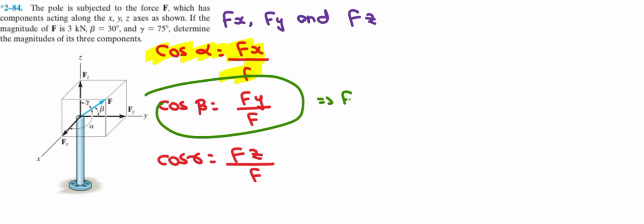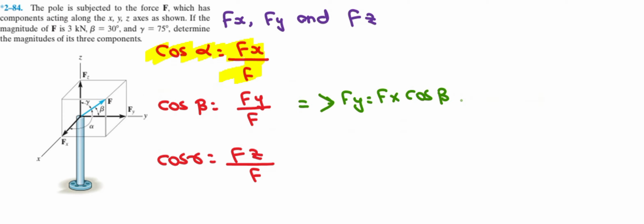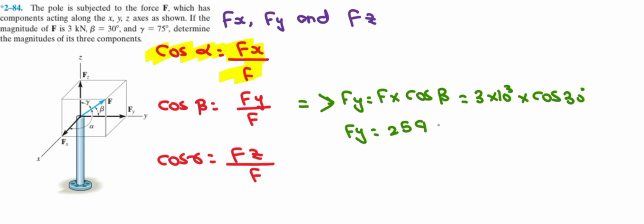So it will become Fy is equal to F into cos of beta. The value of F is nothing but 3 kilonewton. So it will become 3 into 10 raised to the power 3 into cos of, and the value of beta is nothing but 30 degree. So the value of Fy will be 2598.07 Newton, or you can say that it will be equal to 2.59 kilonewton.